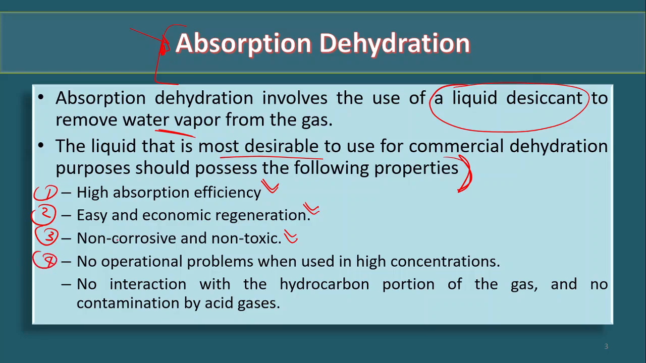Then also the solvent should have no operational problems when used in high concentration. And also no interaction with the hydrocarbon portion of the gas, and no contamination by the acid gases. Otherwise, what will happen is they will consume more and more solvent if they are interacting with the hydrocarbons, and it is even possible to remove the hydrocarbons instead of water. So these are a few properties required for an ideal solvent used in the absorption dehydration process.